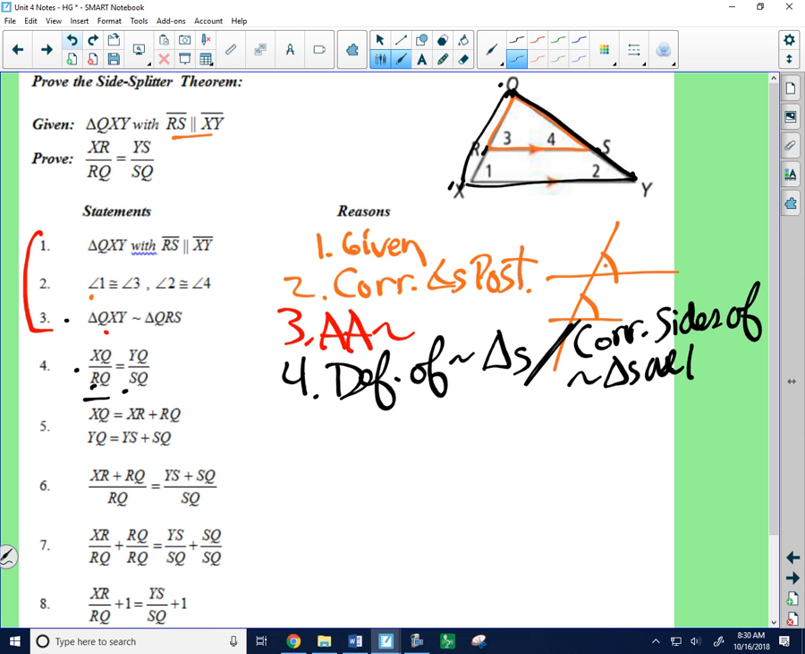I'll write both. Sorry, not enough room. The corresponding sides are proportional. They're both true. I really would have gone with this one overall, but I've started to see on released test questions that they wrote it out in words. So I want you to know what it really means. It's just saying the sides are proportional or have equal ratios.